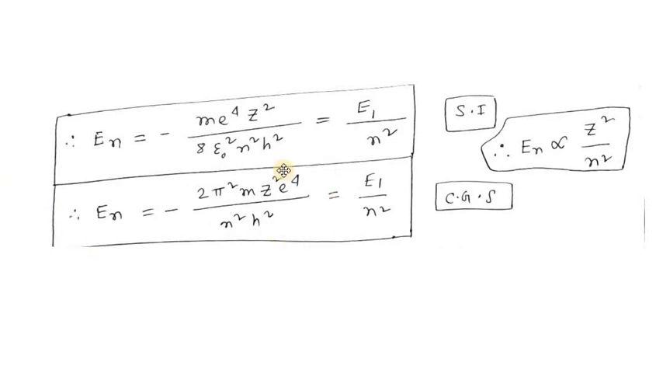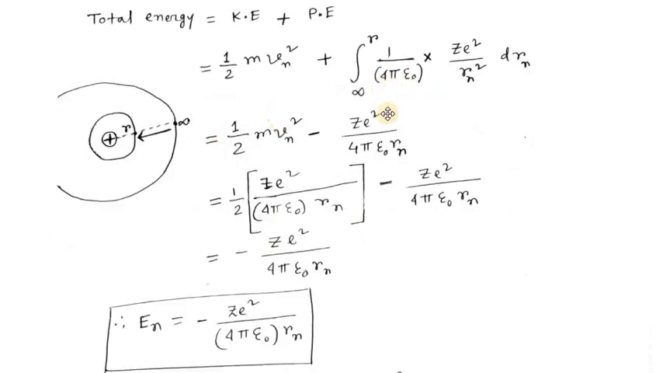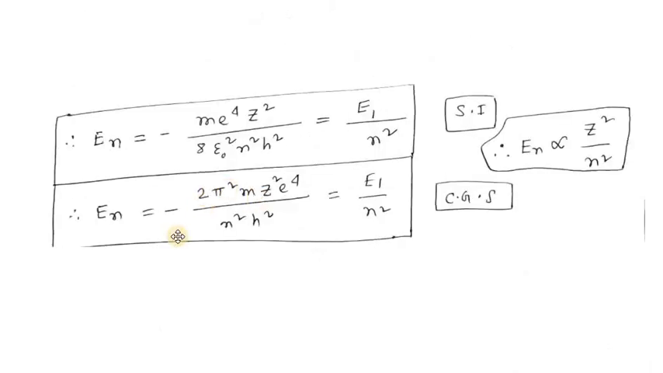So how to get CGS from SI? If you want to calculate the value in CGS unit, don't put 4 pi epsilon naught. You will get the value in CGS unit. Then do the calculation, and you will get the energy equation in the CGS unit.